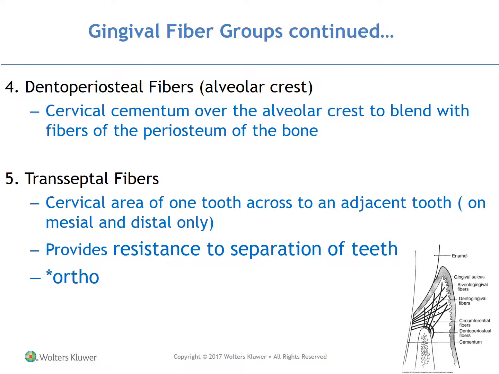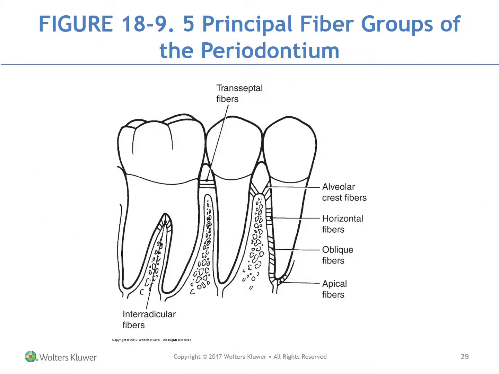Then we have our transseptal. Trans meaning across, right? Cervical area of one tooth, then it crosses to an adjacent tooth. So these are found only on the mesial and the distal areas. And these provide resistance to separation of teeth. So think of orthodontics here. Okay, these are being disturbed in orthodontics. All right, so here's a nice picture of our transseptal fibers.